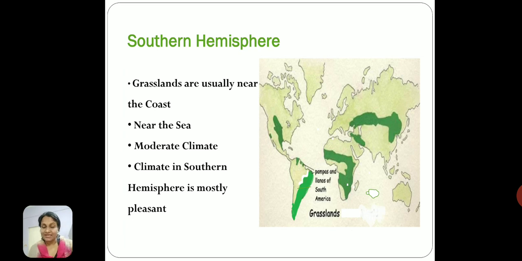What about the southern hemisphere? In the southern hemisphere, you will find the grasslands mostly near the coast. So that is why the grasslands are closer to the sea. Okay, and the climate is going to be moderate, not cold, not hot, and it is mostly pleasant. Okay, so these are the different things that we have seen in this video.